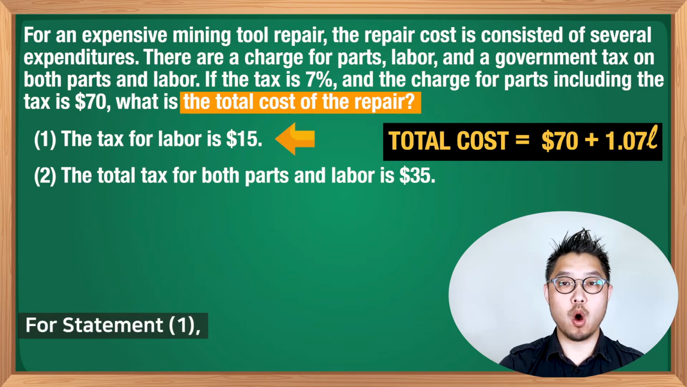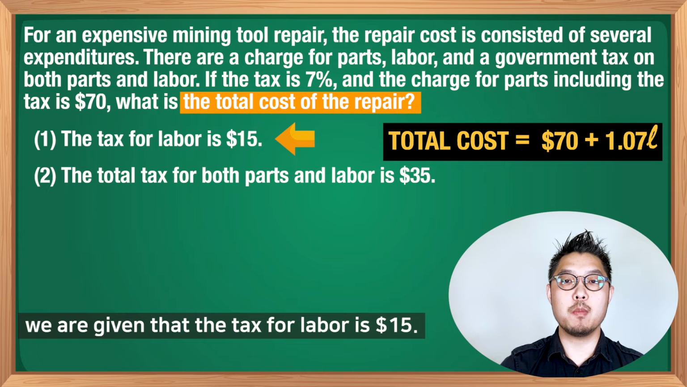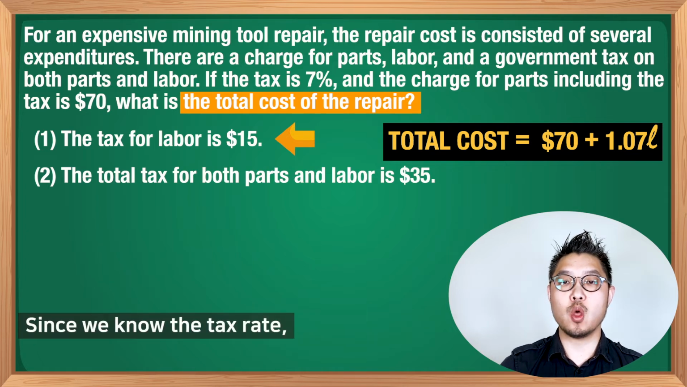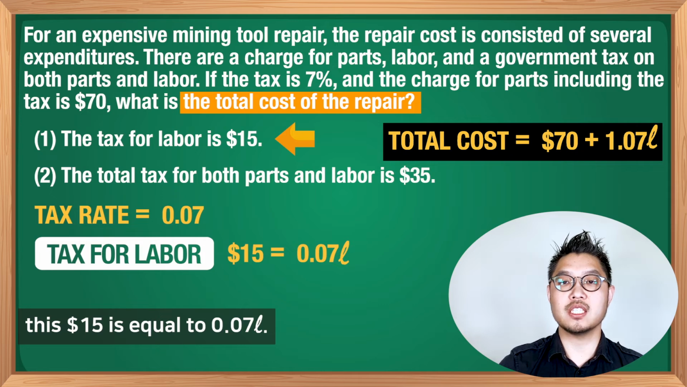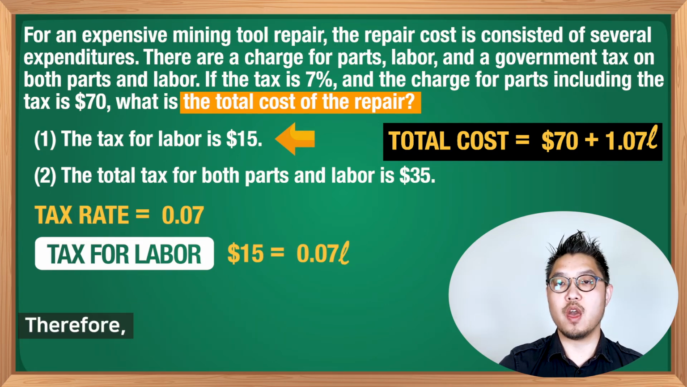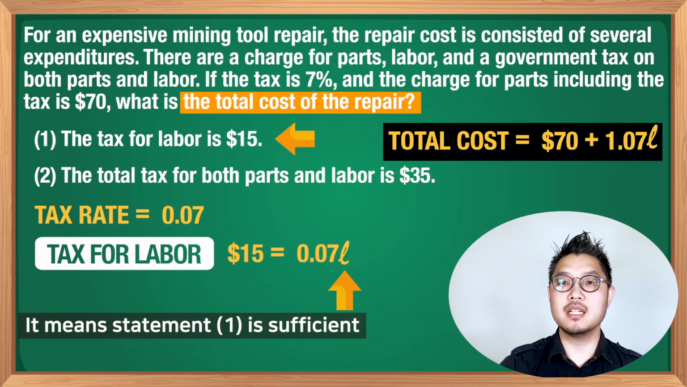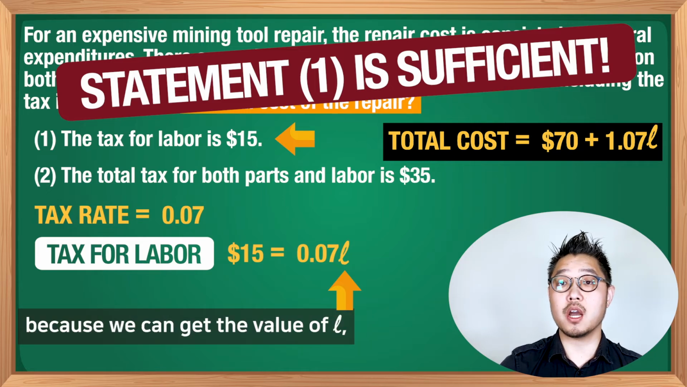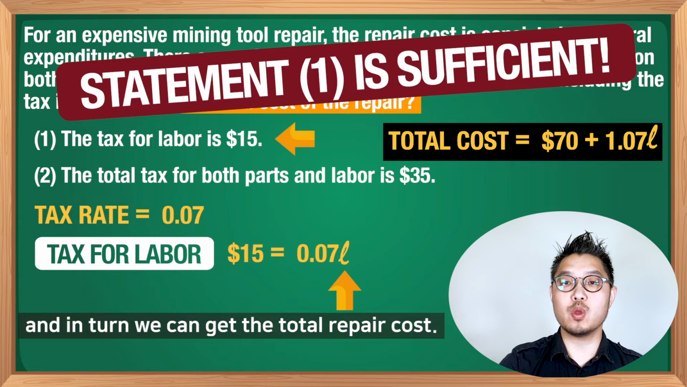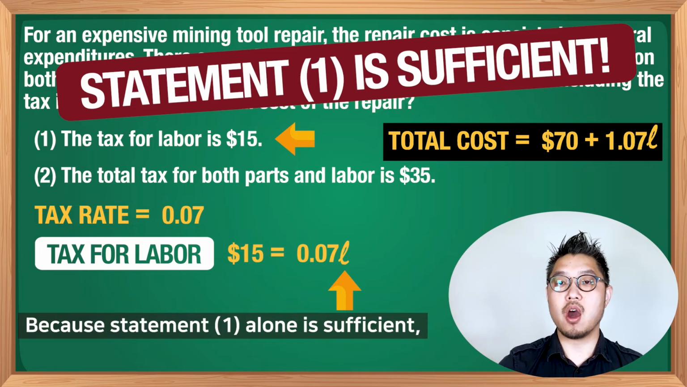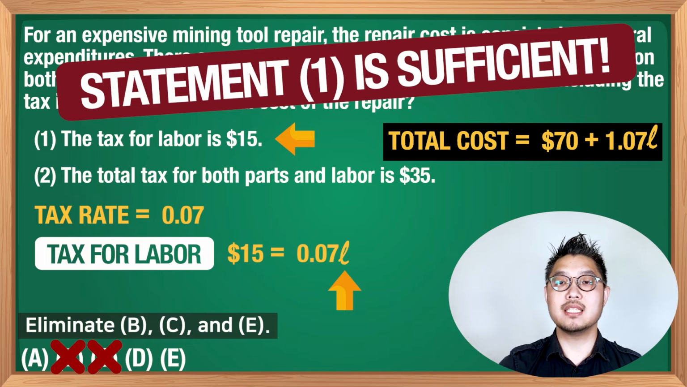For statement 1, we are given that the tax for labor is $15. Since we know the tax rate, which is 0.07, this $15 is equal to 0.07L. Therefore, we can solve for L. It means statement 1 is sufficient because we can get the value of L, which only has one value, and in turn, we can get the total repair cost. Because statement 1 alone is sufficient, save A, eliminate B, C, and E.